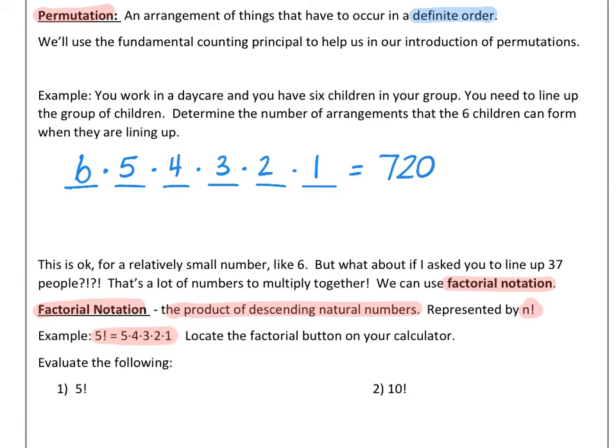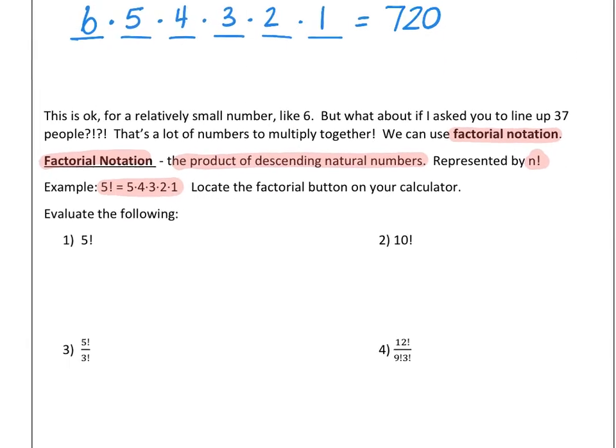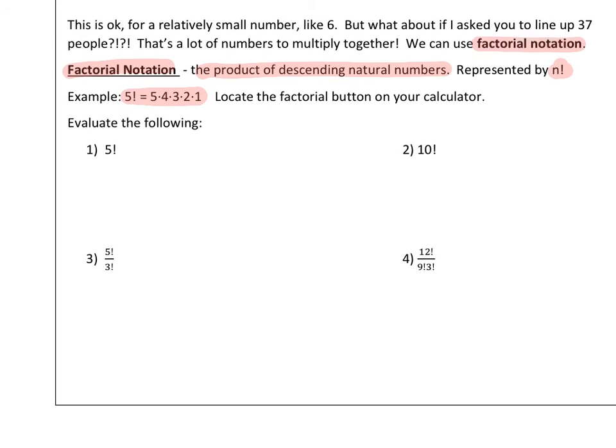Okay, if you want to find the factorial button on your calculator, we're going to evaluate a few expressions. So find that factorial button and try to evaluate 5 factorial. So 5 times 4 times 3 times 2 times 1, and you will see that it is 120. Okay, 10 factorial, so that would be 10 times 9 times 8 times 7 times 6 times 5 times 4 times 3 times 2 times 1. Or we can just hit that 10 factorial button and we can see that it is 3,628,800.